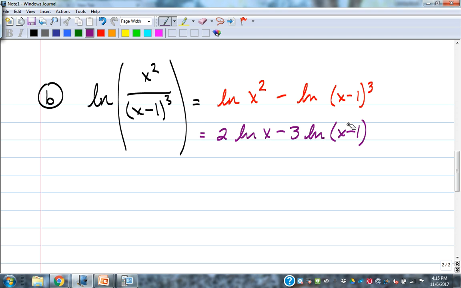I don't have any log properties that let me break up a subtraction problem, so I can't do anything else with that. This is natural log of x. There's nothing else to do there. So that is as far as that one will expand.